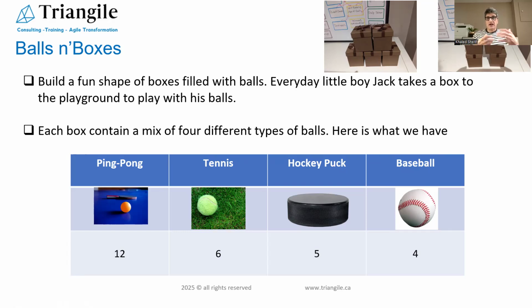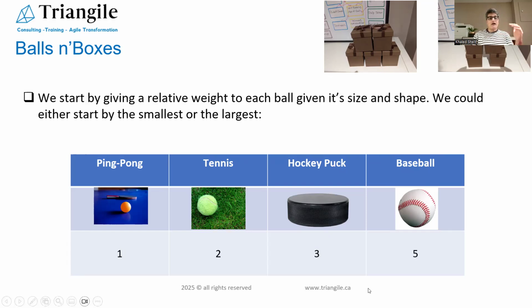So how do we do this in the agile way of working, and particularly with Scrum? Like I said, in our product backlog here, I have 12 ping pong balls, 6 tennis balls, 5 hockey pucks, and 4 baseball balls. In the agile way of thinking, instead of spending time making different calculations of how many can fit, I would just start by looking at the balls from a relative size, and then give them a weight compared to their relative size.